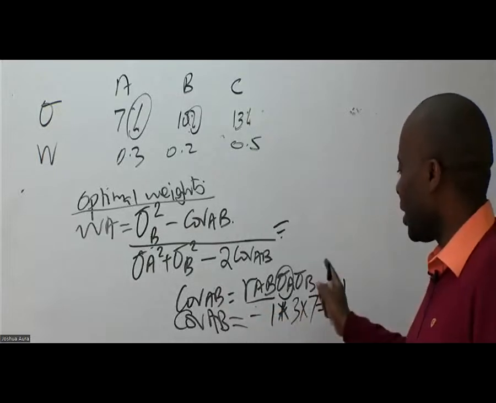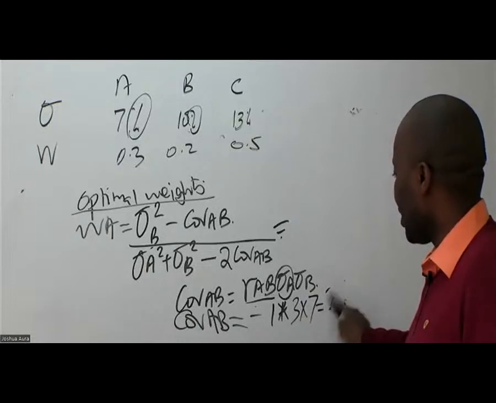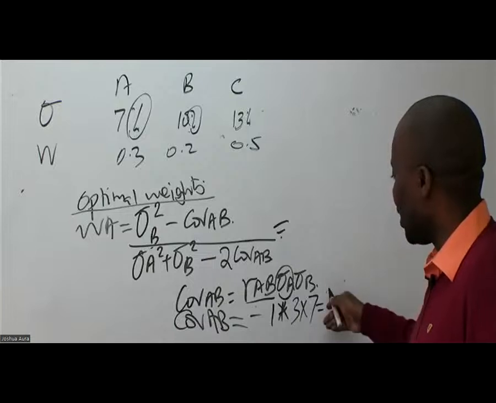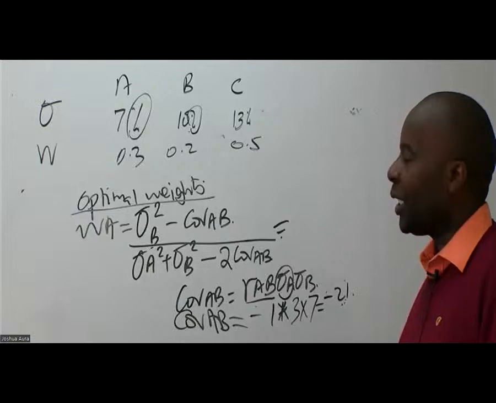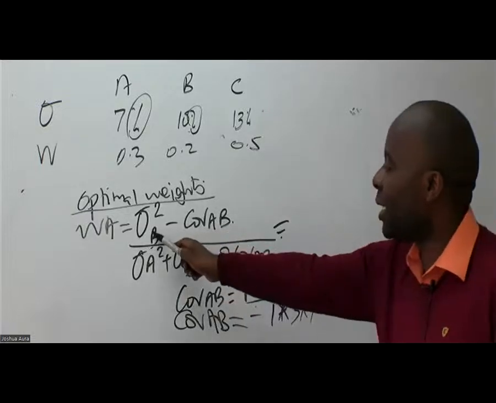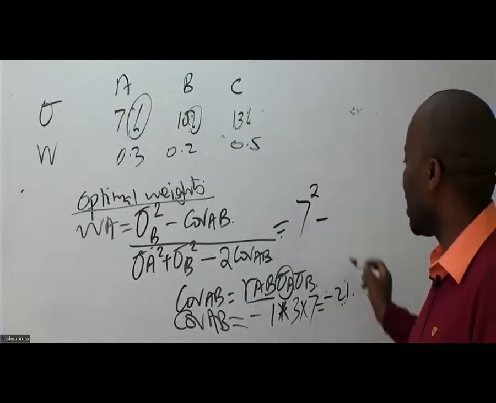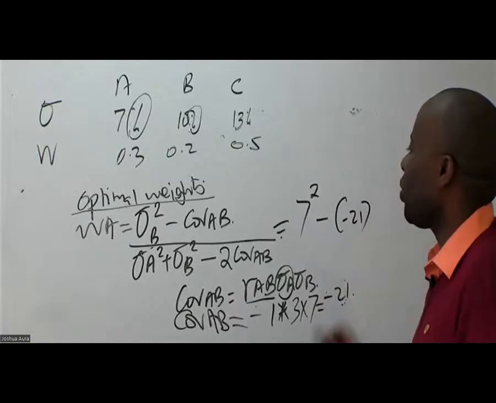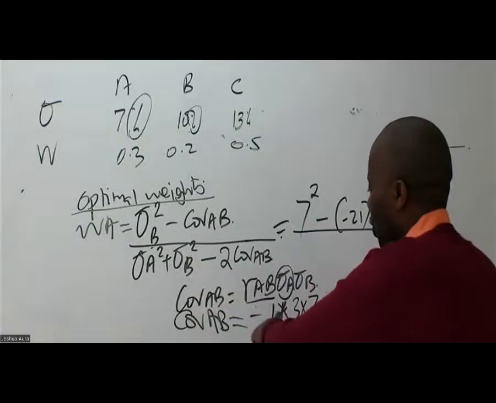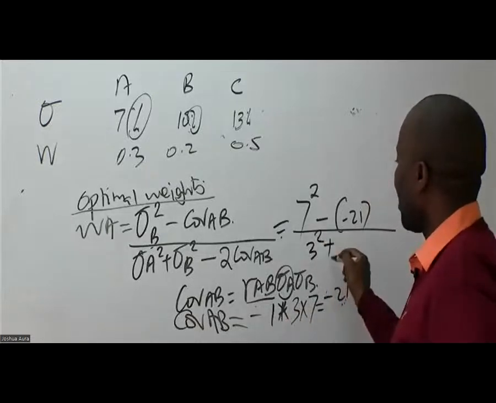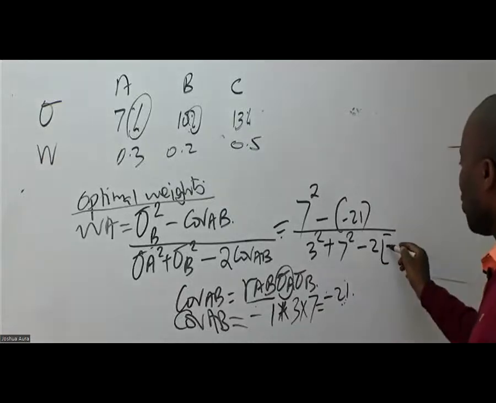This is -1 times 3 times 7, which at the end of the day will give me -21, like the one that Charlene had gotten. So here it's about standard deviation of boy, which I know is 7. So 7 squared minus the covariance itself, which is minus 21, all over the standard deviation of A, which is 3, but now squared, plus 7 squared minus twice the covariance, which is minus 21.